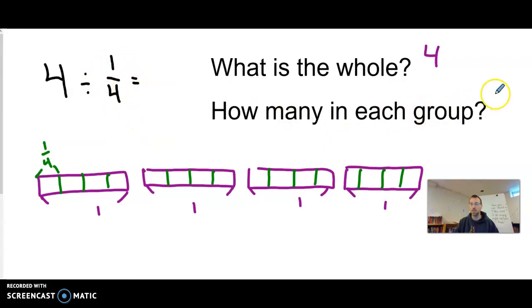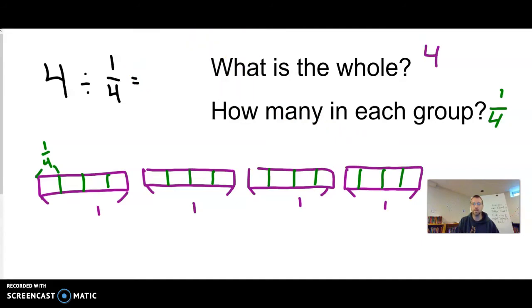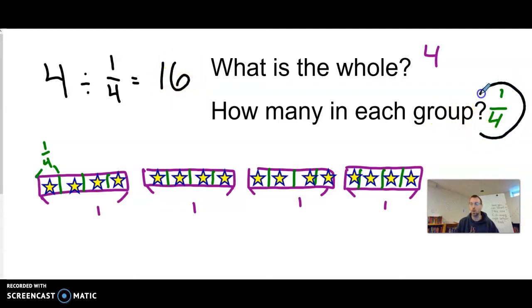So how many do you want in each group? I want to put a fourth in a group. So how many groups am I going to have? Now I'm kind of addicted to this creative pen here. Let's do this. Well, I have 1 group, 2 groups, 3 groups, 4 groups. I'm going to make 4 groups for those wholes. 5, 6, 7, 8, 9, 10, 11, 12, 13, 14, 15, 16. I'm going to have 16 groups. And each one of those groups is going to have 1/4 of my wholes in there.